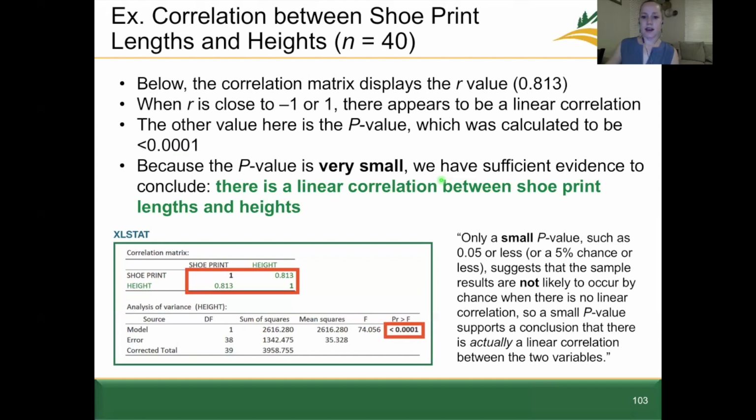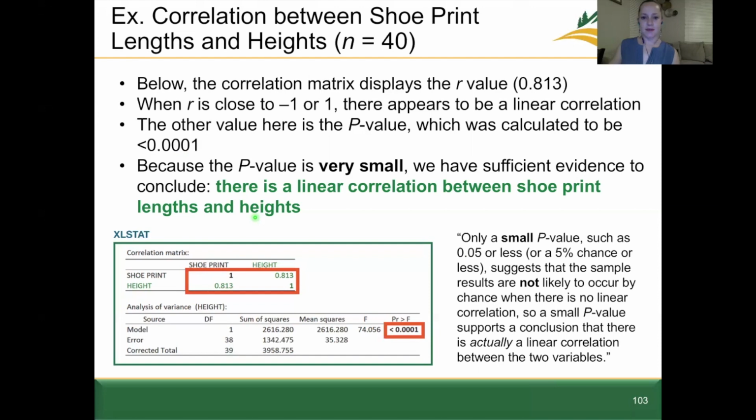Okay, so again, in the exercise I previously mentioned, I want you to write out clearly for yourself what different R values mean, and now here what different p-values mean. Write out clearly what it means if a p-value is greater than 0.05 or if it's less than 0.05. And now here, this example where we had n equal to 40, we had a very small p-value. So from these p and r values, we can conclude there is a linear correlation between shoe print lengths and heights.